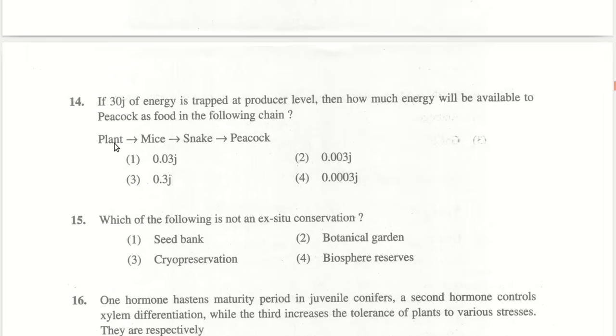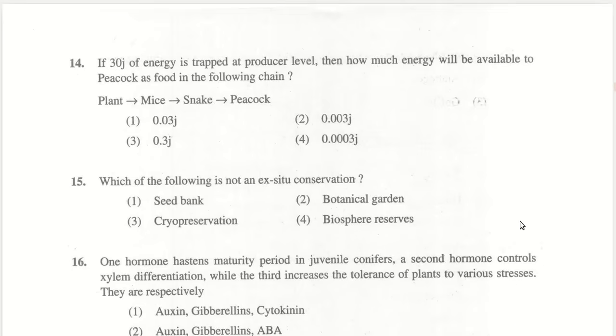So plant is 30 joules, so as per 10% rule, mice will be getting around 3 joules, snake is 0.3 joules, peacock is 0.03 joules. So the first answer, 0.03 joules, is correct. Which of the following is not an in situ conservation? Biosphere reserves is not an in situ conservation.